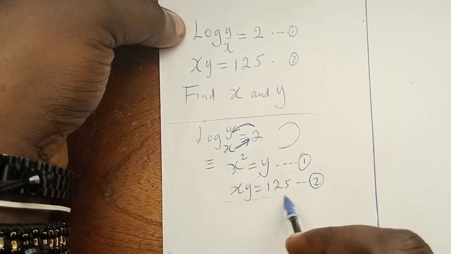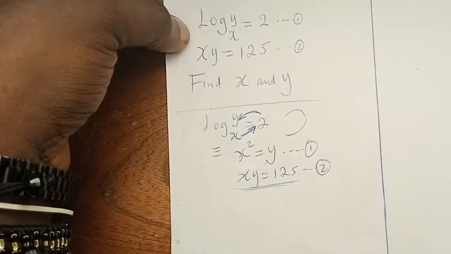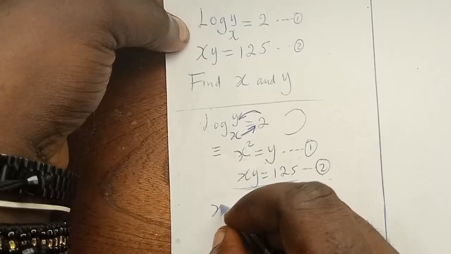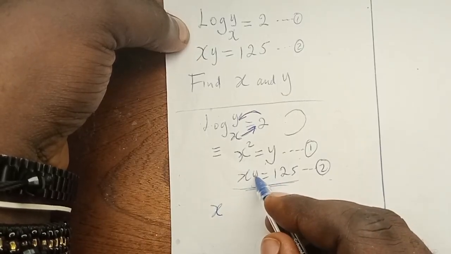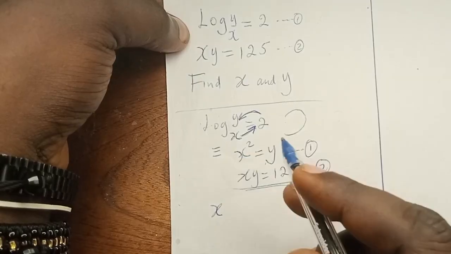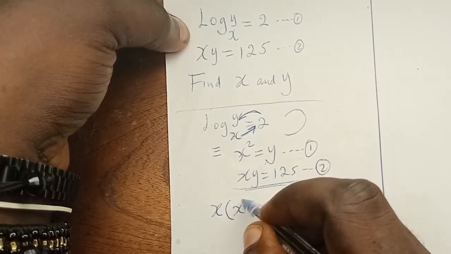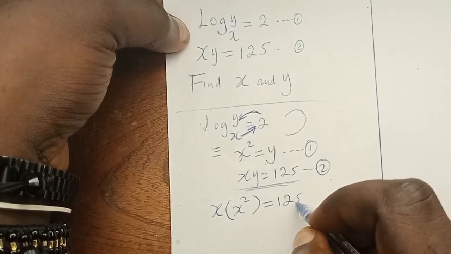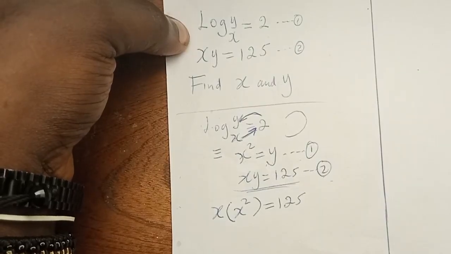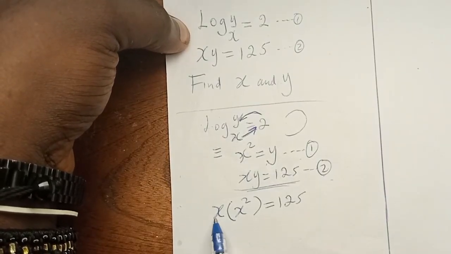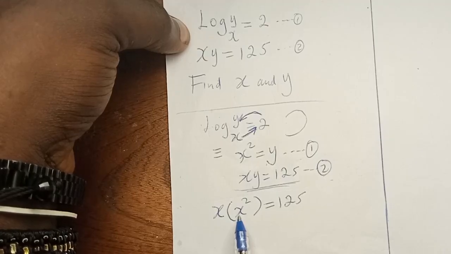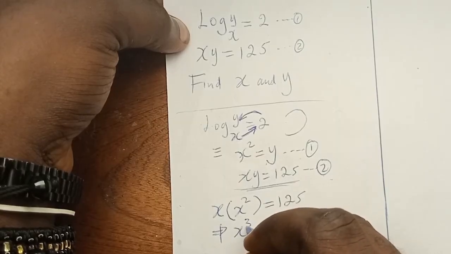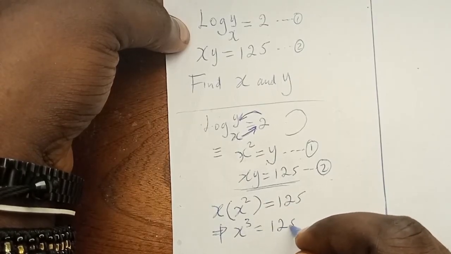So let's rewrite expression 2 here. So x times y, but we know that y is equal to x squared, is equal to 125. So we have formed that x into x squared is x cubed. Therefore, it simply means that x cubed is equal to 125.